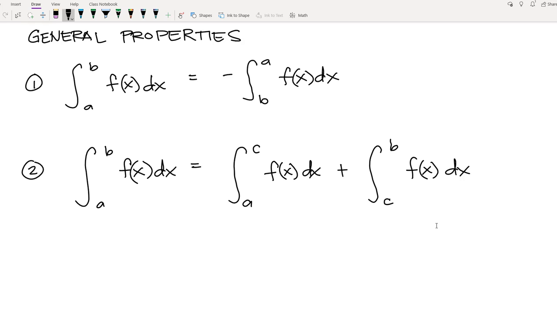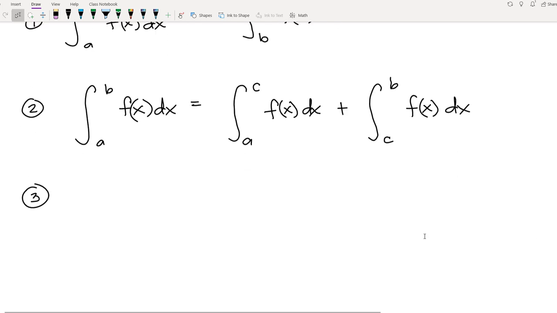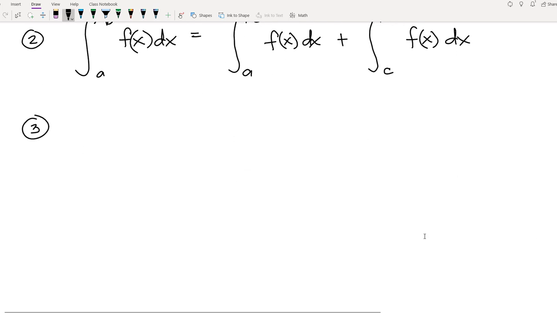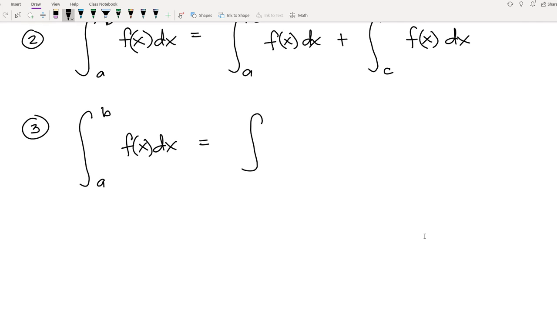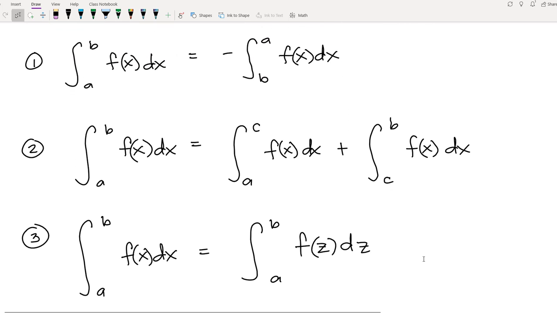The third and final among the general properties of our definite integral would be the integral from a to b of the function of x dx is equal to the integral from a to b of f of z dz. Okay, so those are the three general properties of our definite integral.